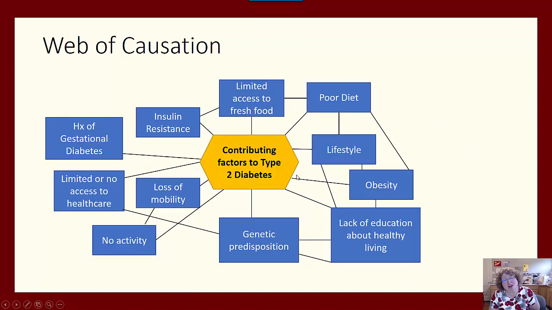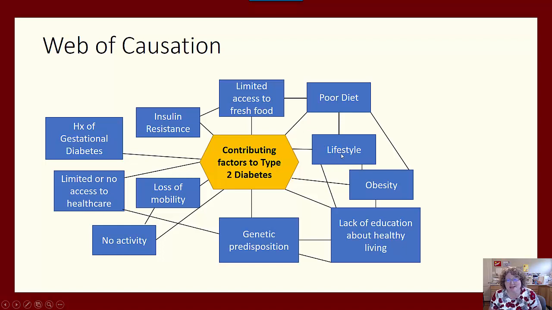Next, we have the web of causation. In the web of causation, you look at a particular problem and then look at the things that contribute to it. And then you end up creating a web. This is a very basic one that I constructed on factors that contribute to type 2 diabetes. Those would be limited access to fresh food, lifestyle, lack of education, genetic predisposition. Your limited access to food could lead to poor diet. Poor diet can contribute to type 2 diabetes. And the poor diet and the lifestyle can contribute.